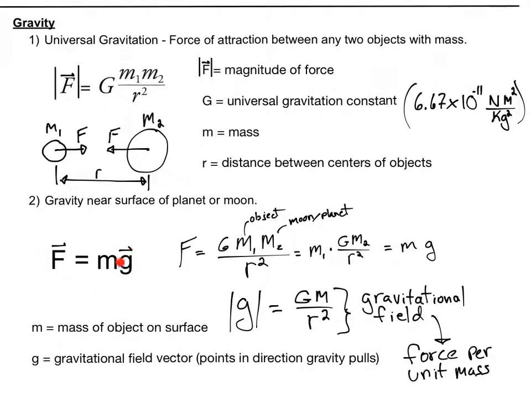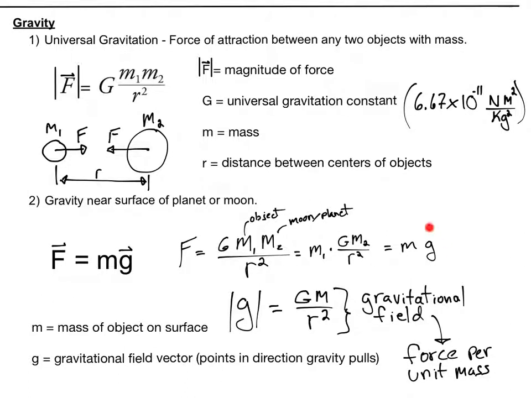Now this little g is different than big G. On the surface of the Earth, little g is 9.81 meters per second squared. On the moon, it's about 1/6 of that. On Jupiter, it would be greater than that. And this equation really comes from this one. If we consider mass 1 to be the object on the surface of the planet, and M2 is the moon or the planet, we can pull that M1 out in front, and then this stuff here is g. And if you were to plug in the mass of the Earth and the radius of the Earth squared and use this value for G, you would come up with 9.81.